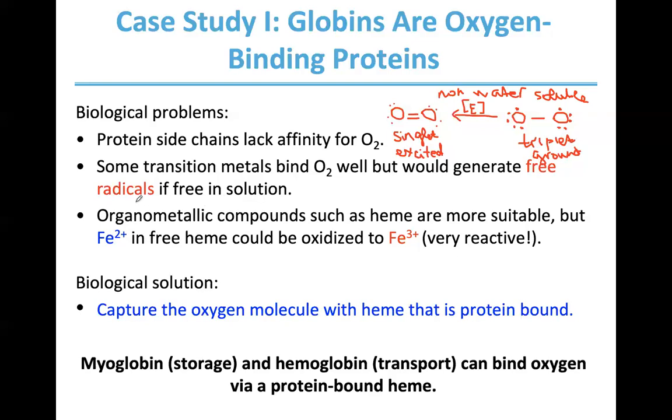So dangerous. Remember reactive oxygen species, ROS. Reactive oxygen species are very dangerous, and they are generated when oxygen comes into contact with metals. Now, organometallic compounds such as heme are more suitable, but iron 2+ in free heme could be oxidized to iron 3+, dangerous reactive oxygen species.